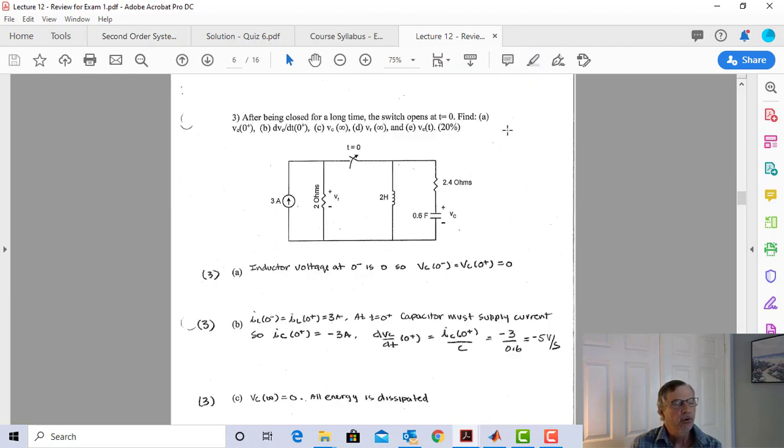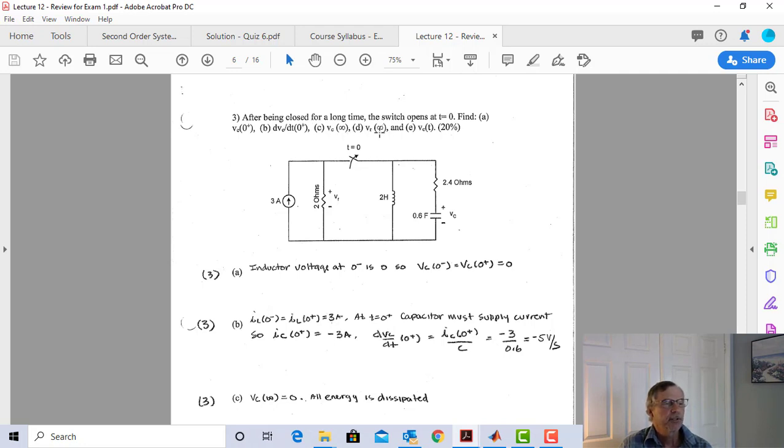Okay, and so let's say we were just asked to find VC of t. How would we deal with our initial conditions? Well, what I would do is I'd find VC at 0 plus, dVC/dt at 0 plus, and VC of infinity, period. That's all I'd find. I'd find this, I'd find this, and I'd find this.